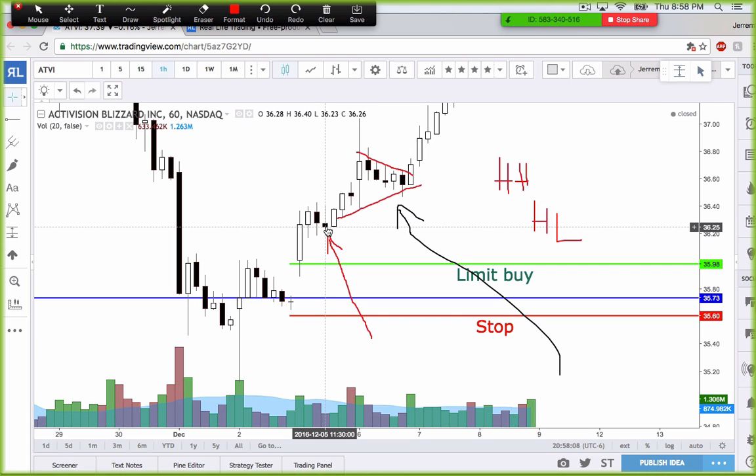The high of this candle, 36.39. Did we make a higher high? Yes or no? And the answer, nope. No, we did not. So would we get in bullish on that candle? Nope.